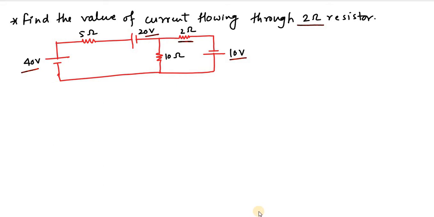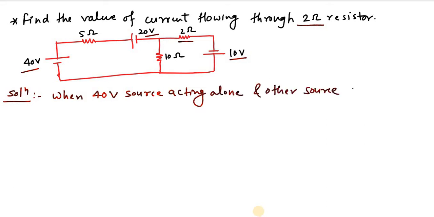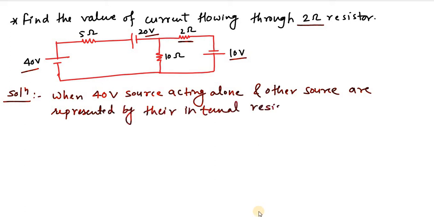So here are 3 voltage sources. We have to solve 3 circuit diagrams by applying one voltage source acting alone, and the other voltage sources are replaced by their internal resistance. That means short circuit. Solution: when the 40 volt source is acting alone and other sources are represented by their internal resistance.